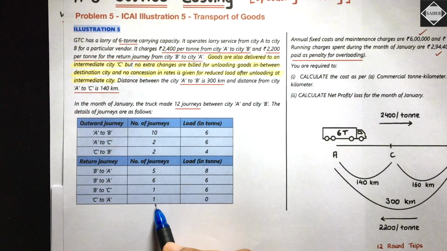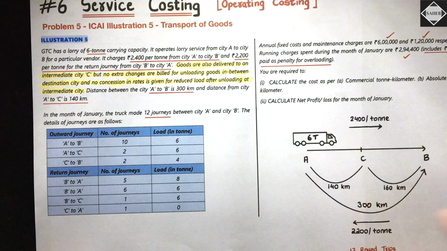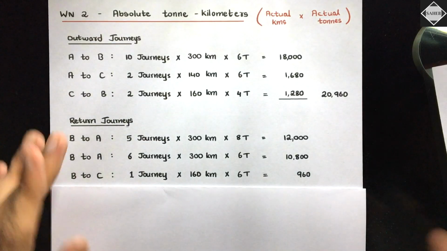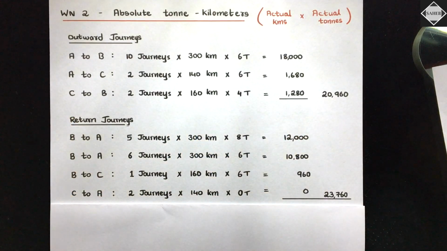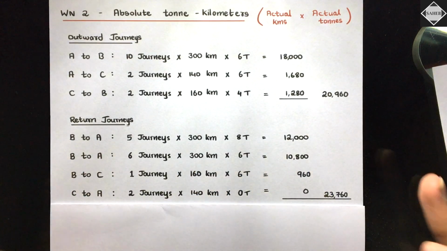Easy. Then the last one, C to A, number of journeys is 1, load is 0. C to A, that's 140 kilometer. It doesn't matter. There is 0 tons. So that means everything will become 0 because you are multiplying. So see here, actually, you are not supposed to take this line only if there is 0 involved. Okay, you don't have to show like this and waste time also. I have just shown to make you understand. You will just not take it only.